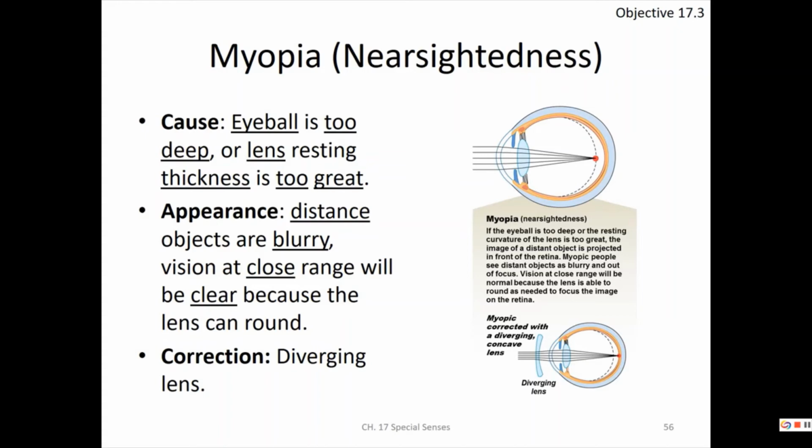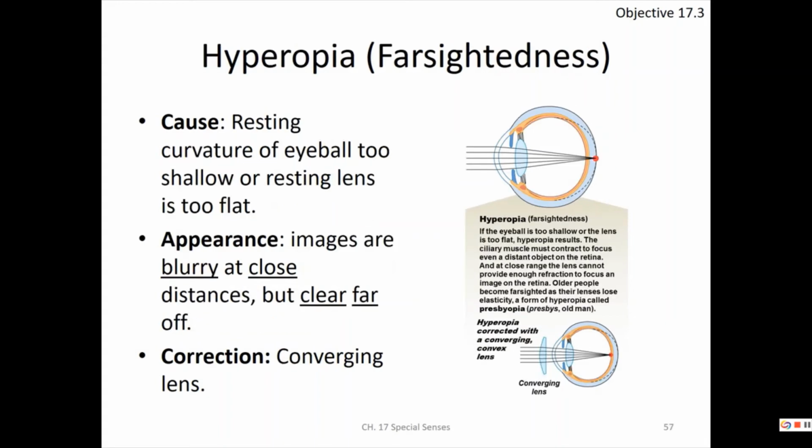Now, hyperopia or farsightedness. I'm going to test you on hyperopia or myopia. What are the causes and what kind of lenses would you want to put in? One of the things we would see is either the lens is resting too thin, so it doesn't bend the light enough, causing the focal distance to be too long, or the eyeball is too shallow, again making the focal distance too long. It is causing an increased focal distance. So anything close to you will be blurry, but you see things far off very easily. This is called hyperopia or farsightedness.